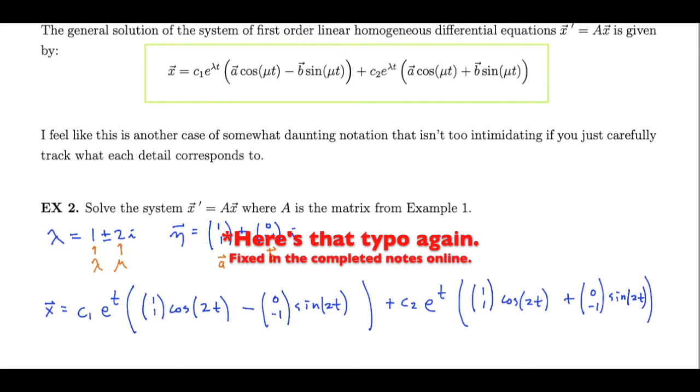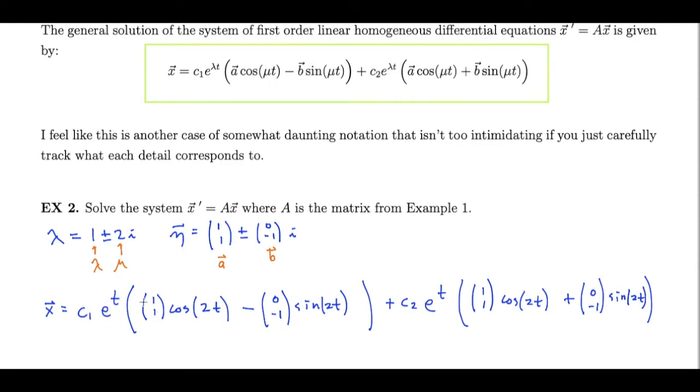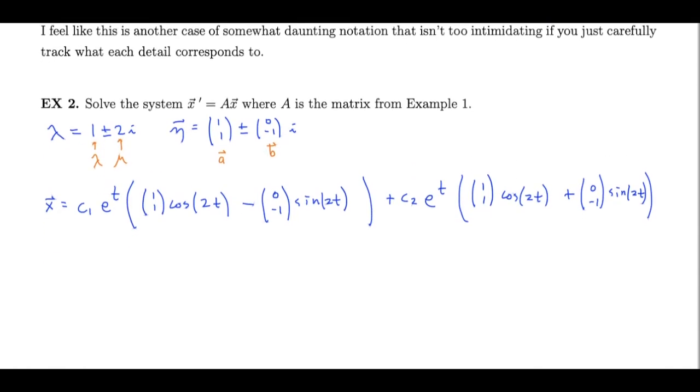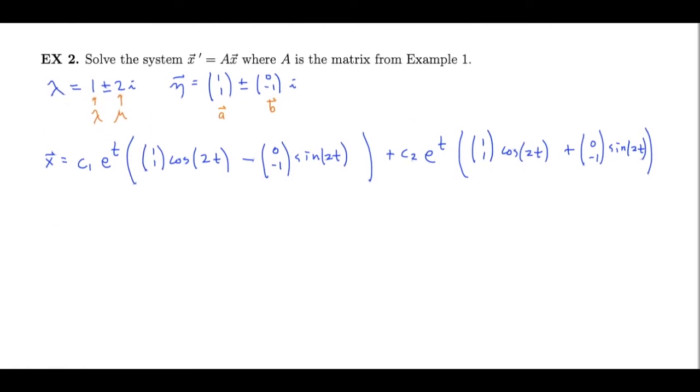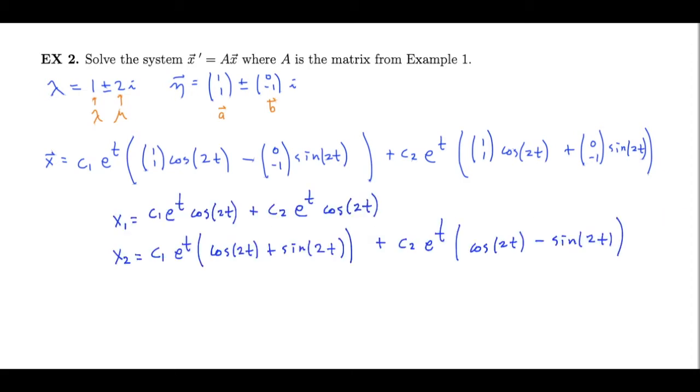As I've mentioned previously, this is an acceptable form of that solution, but sometimes it's helpful to divide this up into the first solution, x1, as determined by the first row of this vector or matrix expression, and then the second solution, x2. Let me go ahead and write out these 2 solutions. And in this particular case, there's even the possibility of doing further simplification. For example, in x sub 1, I could factor out e to the t cos of 2t, and then I simply have the constant c1 plus c2 inside the parentheses.